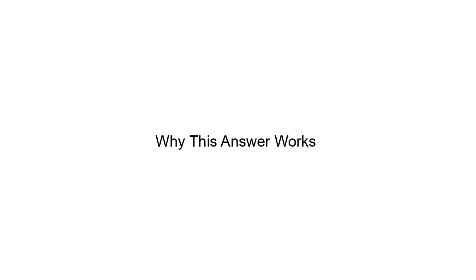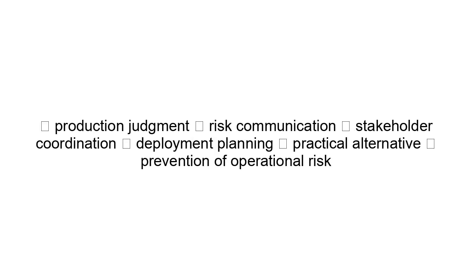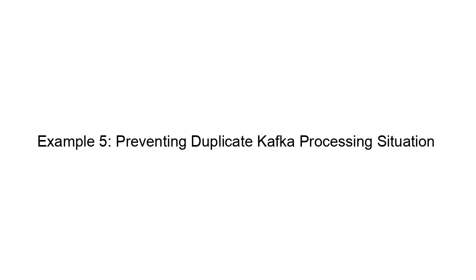Why this answer works: This answer is good because it shows production judgment, risk communication, stakeholder coordination, deployment planning, practical alternative, prevention of operational risk. Example 5. Preventing duplicate Kafka processing.